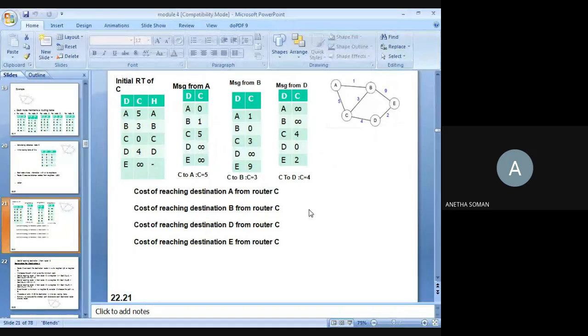Similarly, you have to do it for the next steps: the cost of reaching destination B from router C, destination D from router C, and destination E from router C. All these things you have to find out, and you have to make a table. Once you make the table, you see whether it is converging. If it is not converging, you have to share it again. This is the process of the distance vector algorithm.